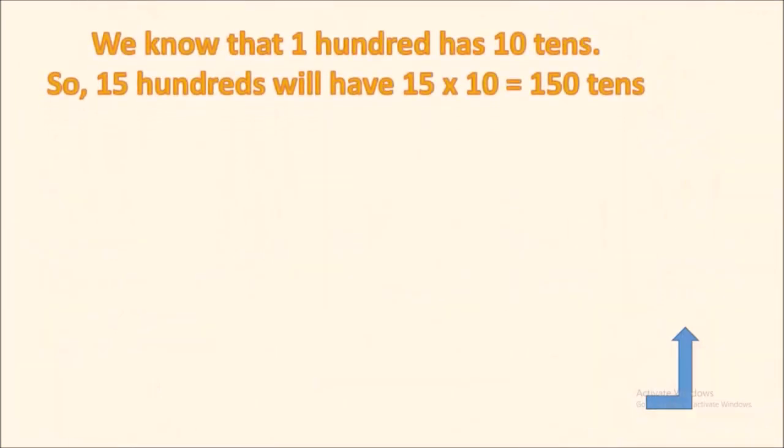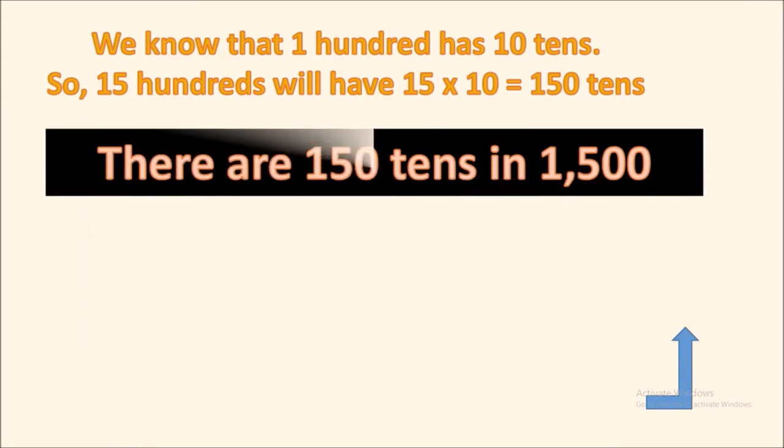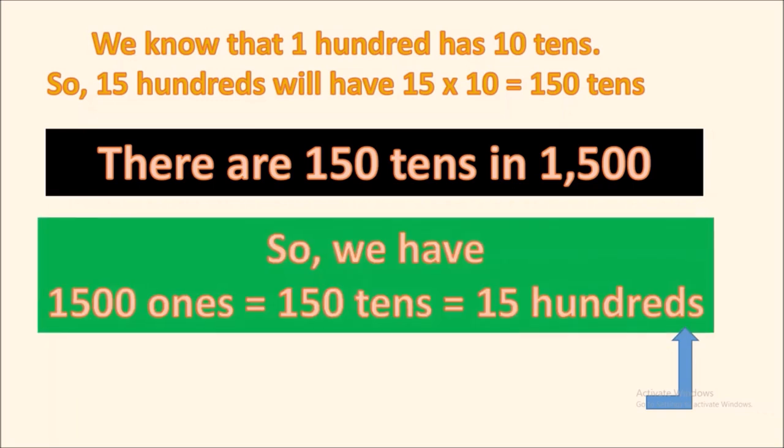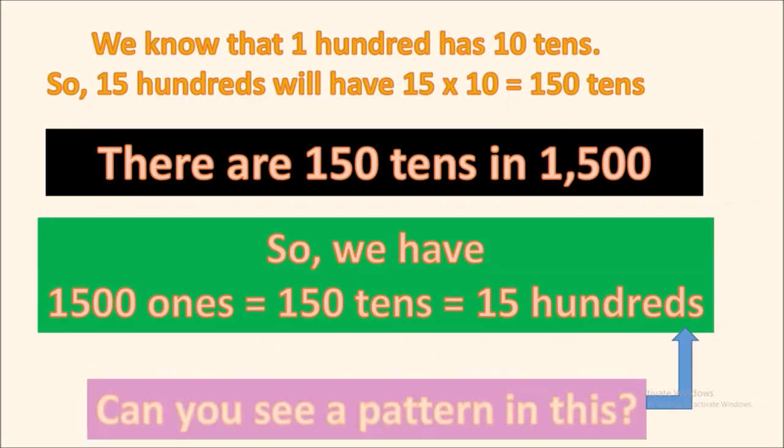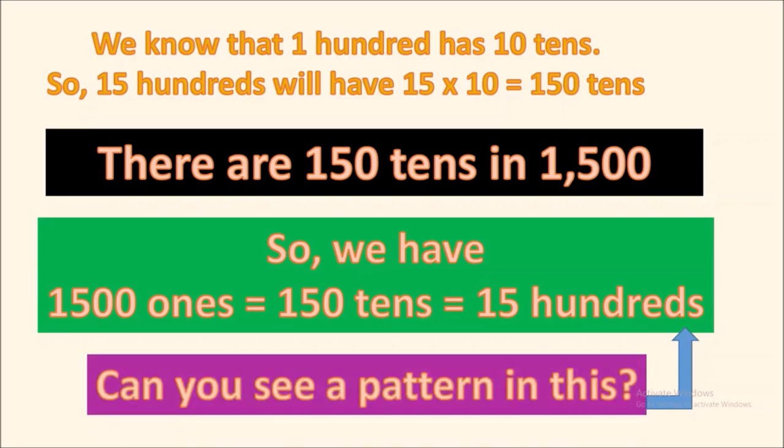We know that 100 has 10 tens. So 15 hundreds will have 15 multiplied by 10. That will be equal to 150 tens. There are 150 tens in 1500. So we have 1500 ones equal to 150 tens equal to 15 hundreds. Can you see a pattern in this?